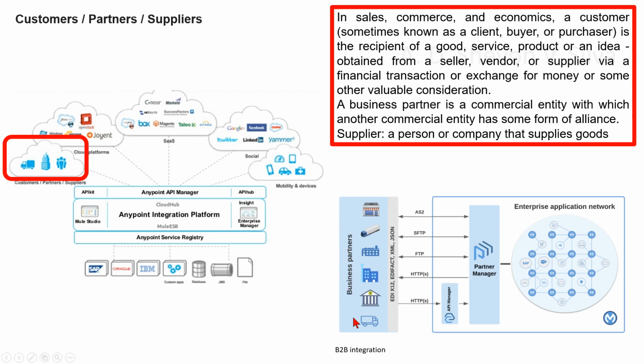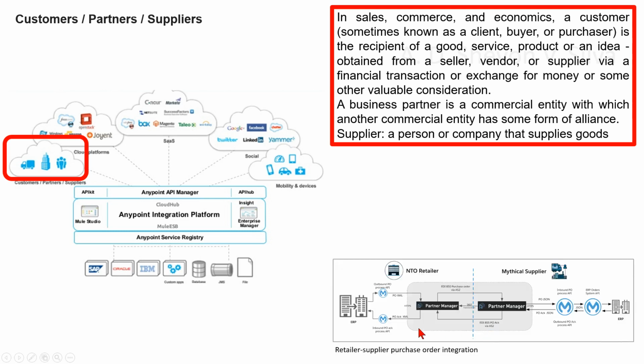Here you can see business partners, and here it interacts with EDI X12, EDIFACT, XML, JSON. Here business then interacts with business partners via AS2, SFTP, FTP, HTTPS, and here the HTTPS interacts with API, which is connected to API Manager, and API Manager is connected to Partner Manager. Partner Manager interacts with the enterprise. Partner Manager is in the enterprise application network. And there are interactions here.